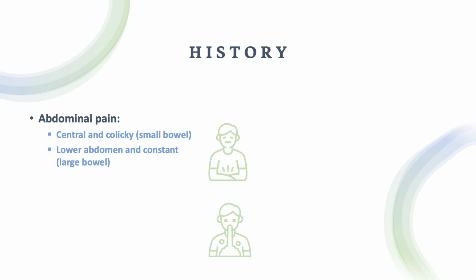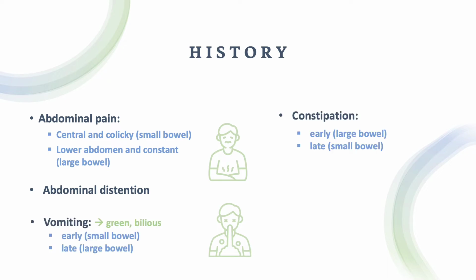Small bowel obstruction usually presents with pain that is more in the center of the abdomen, and it's colicky in nature. This means that it comes on in waves. In contrast, the pain in large bowel obstruction is lower down in the abdomen and it's more constant. Patients usually have a distended abdomen, and vomiting and constipation are key symptoms.